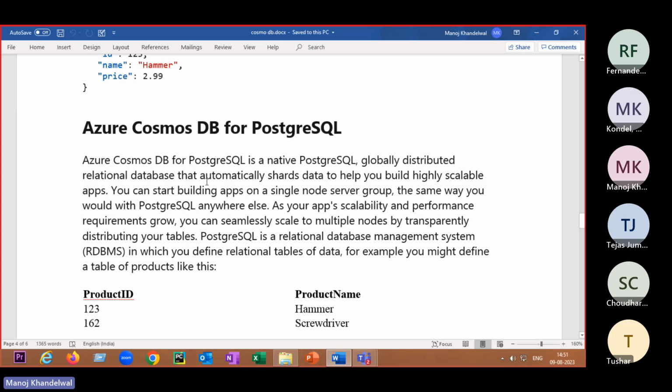Native globally distributed relational database management system that shards data to help you build highly scalable apps. So nowadays we want data not to be just stored in a single system. We want to develop applications which people can use from any nook and corner of the world. Do you agree with me? We are looking to build those kinds of applications, okay?